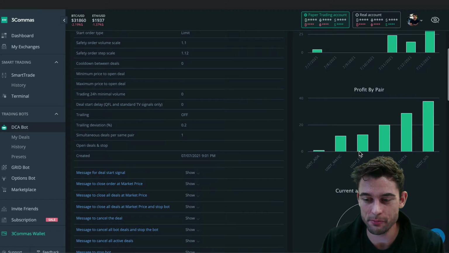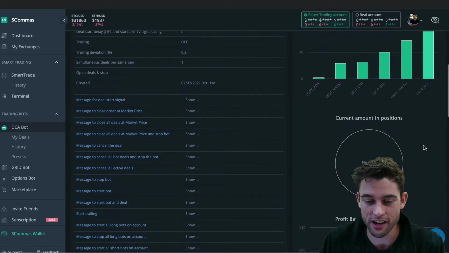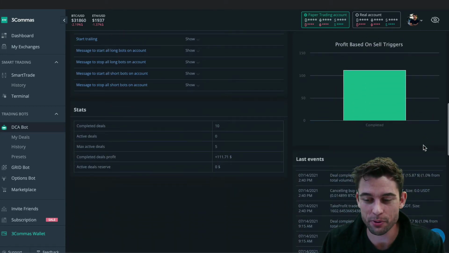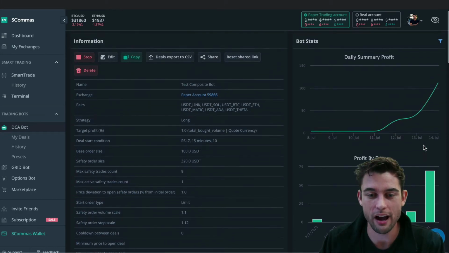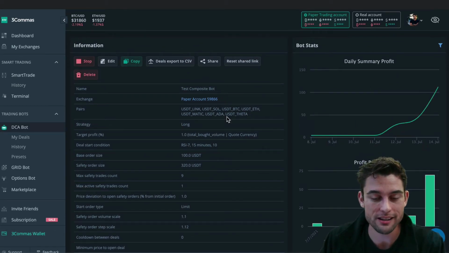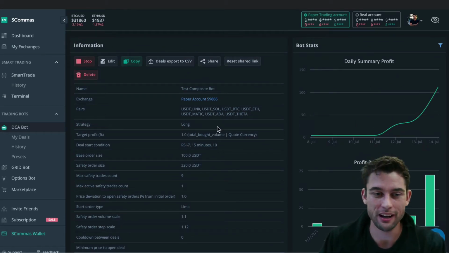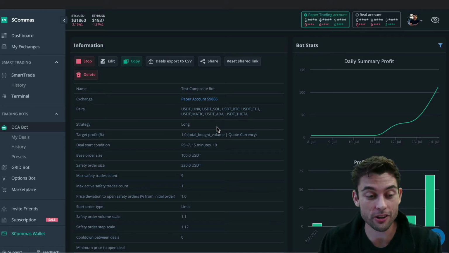It's pretty awesome, and it breaks down the profit by the different pairs. Solana made huge gains for this bot, so it's pretty awesome. And we're gonna go over how to make this bot and make different bots as well. So let's start this off.